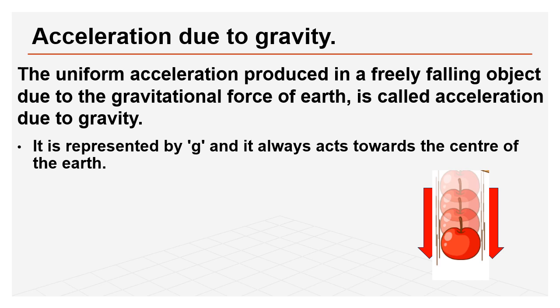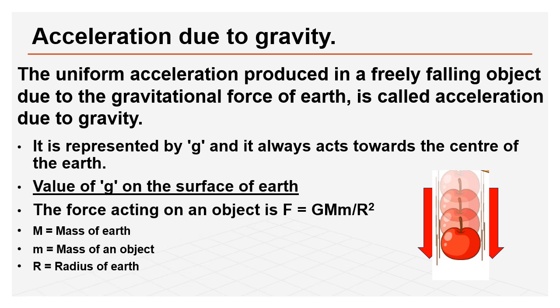Acceleration due to gravity. The uniform acceleration produced in a free-falling object due to the gravitational force of the earth is called acceleration due to gravity. It is represented by g and it always acts toward the center of the earth. Value of g on the surface of the earth.